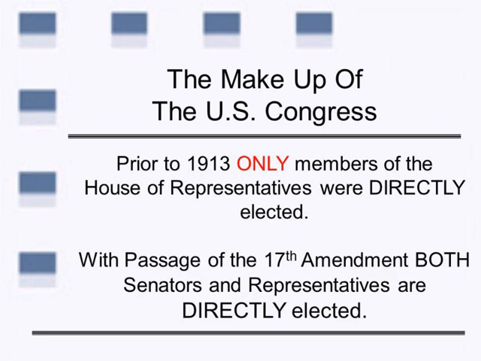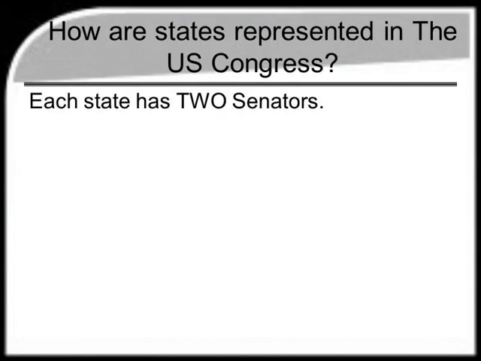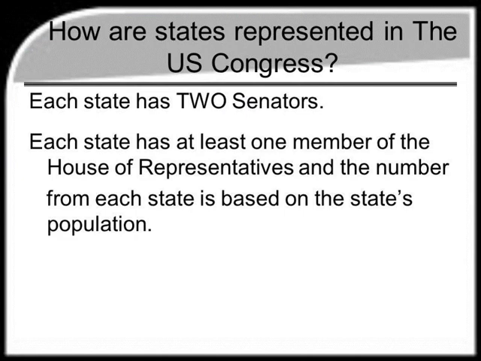With the passage of the 17th Amendment in 1913, we begin to directly elect members of the United States Senate as well as members of the United States House of Representatives. So how members of Congress are selected has also changed since 1789. As we've said, today each state is represented in the United States Senate by 2 senators. But when we look at the House of Representatives, the number of people that represent a state in the United States House of Representatives varies from state to state based on that state's population.